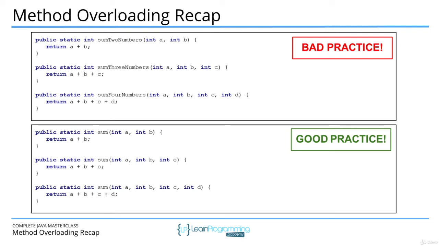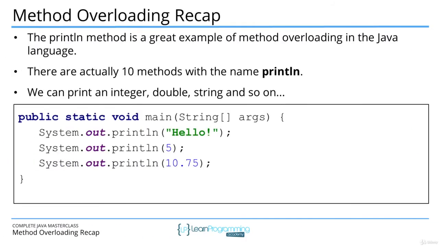And keep in mind that method overloading is a very common thing. It's used everywhere and in many other languages as well. So as an example, the println method, which of course is part of Java, that's a great example of method overloading. There's actually 10 methods with the same name, println, in Java. And that's allowing us to print an integer, print a double, print a string, and so on. So you can see that's a good example of method overloading.